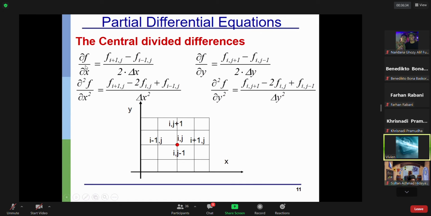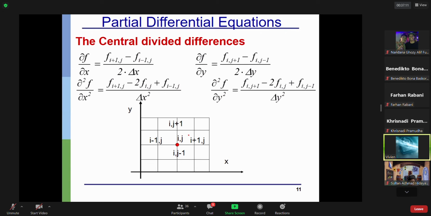So if we have del f over del x, the first derivative in x, that will be equal to f i plus 1 j minus f i minus 1 j over 2 times delta x. Now, because we talk about PDE, we have two independent variables. In ODE before, when we learned about boundary value problems, we had only the x direction. Now in PDE we have two independent variables. The next one is the y direction, so we can extend to a 2-dimension grid like this one.